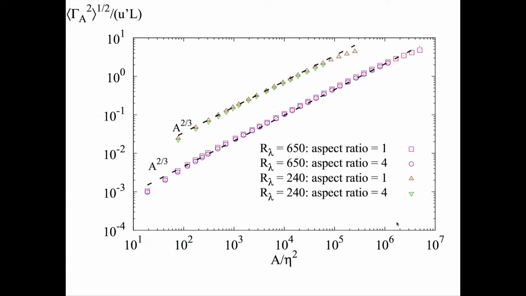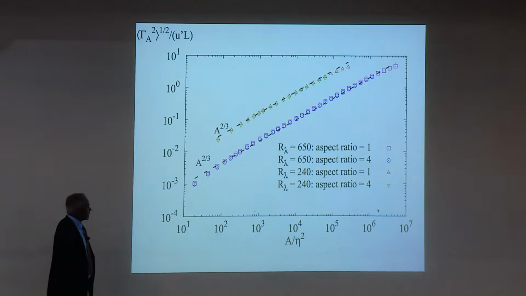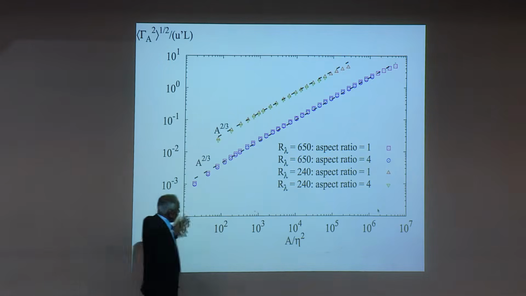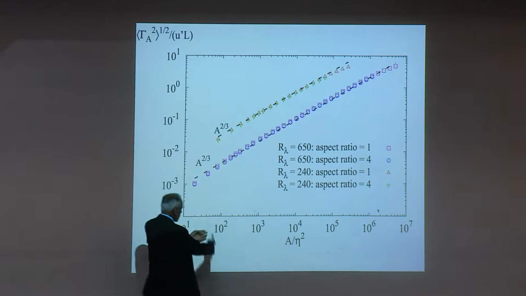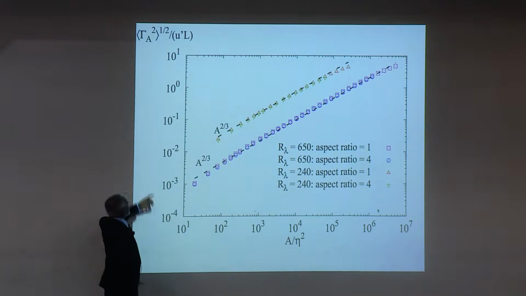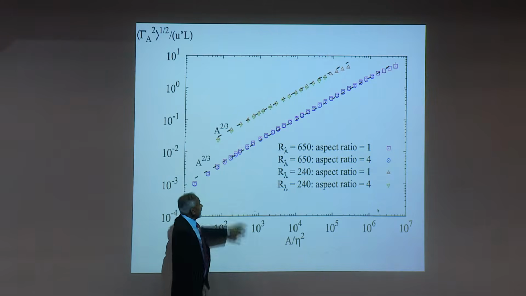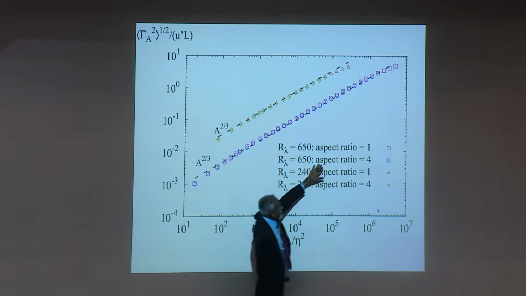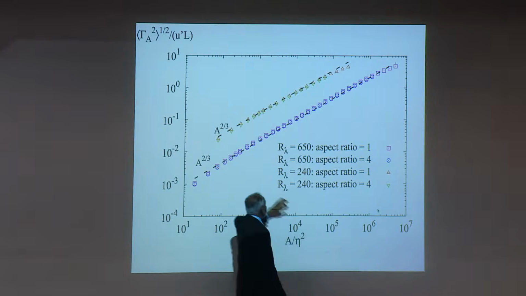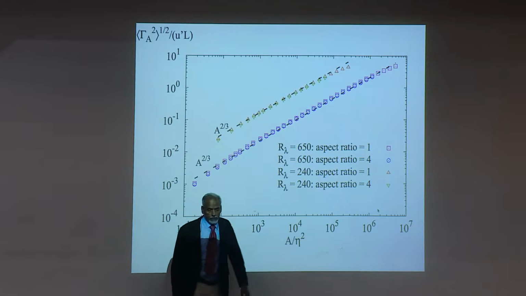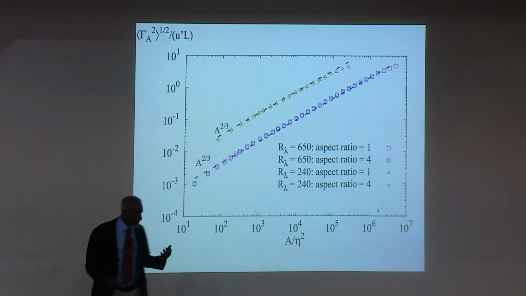What is the next test? Suppose instead of looking at the probability, you look at the variance of the probability density on this axis and the area of the loop on this axis. As you see, the area varies by quite a lot, and the variance also varies quite a lot. For each of these two sets of data, there are two symbols here, one circle and one square. One of them is for aspect ratio 1, the other is aspect ratio 4. And these two curves are for two different Reynolds numbers, small and medium.